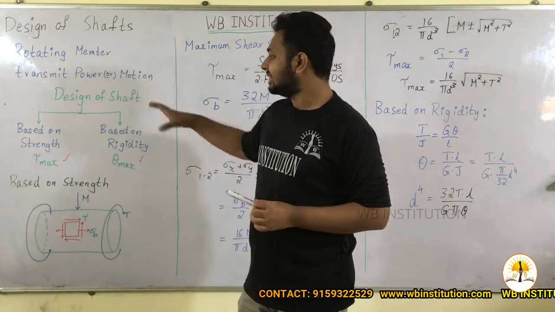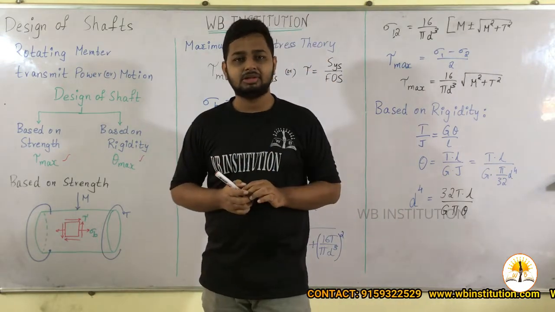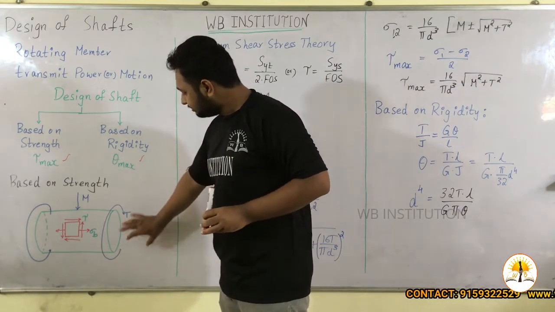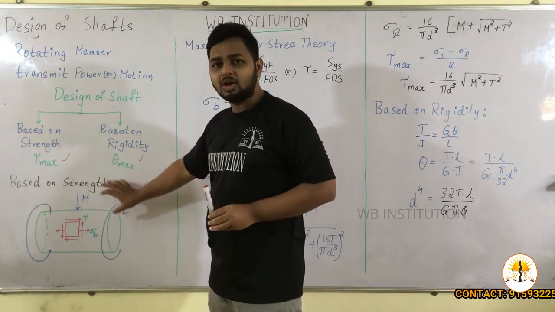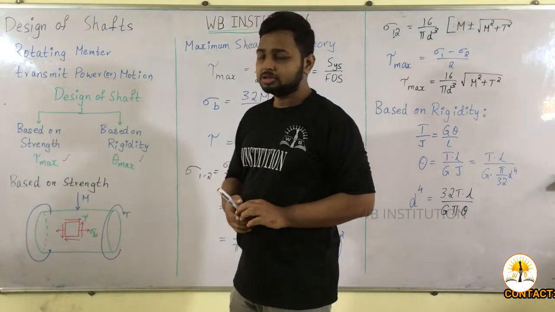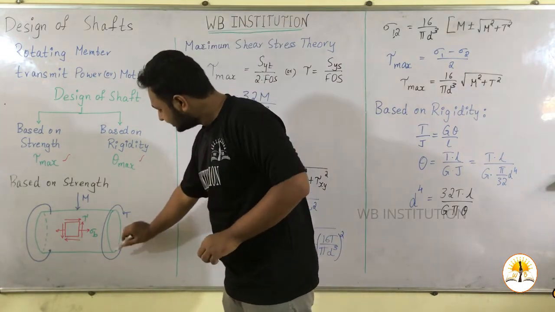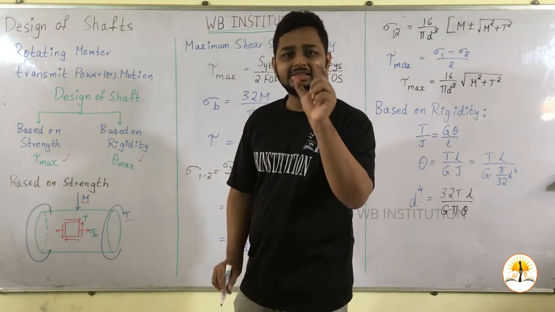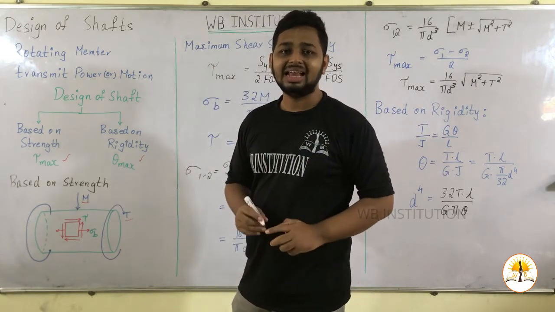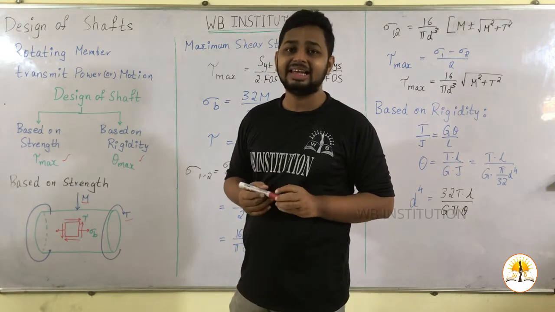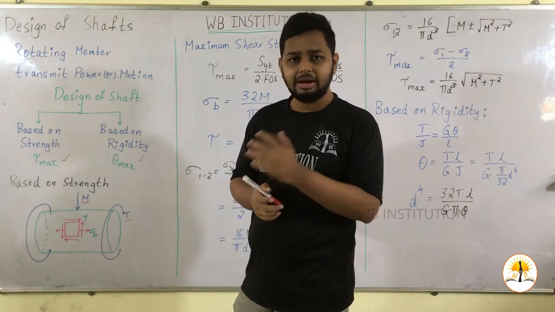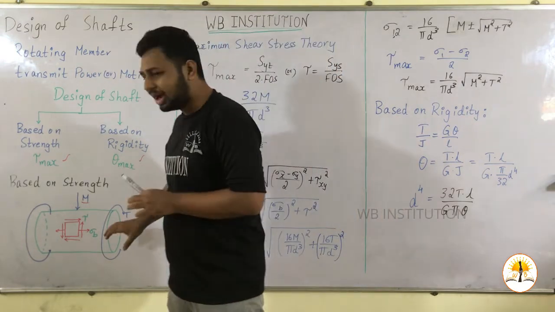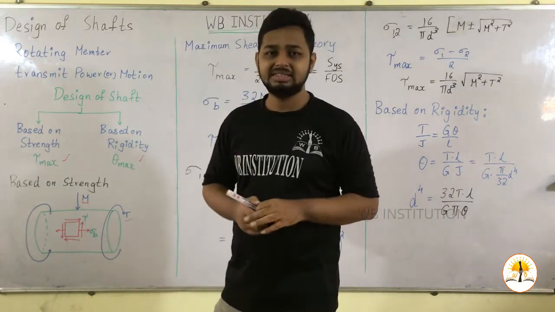Now, based on strength, let us design the shaft. Let us consider a shaft which is subjected to a twisting moment and also a bending moment. So this is the shaft, subjected to twisting moment T and bending moment M. Let us take a small element, calculate the stresses generated in the element, and finally find the value of D, the safe diameter of the shaft.